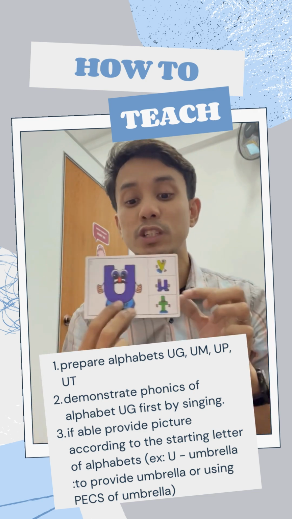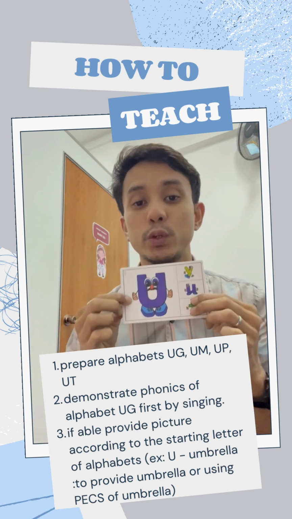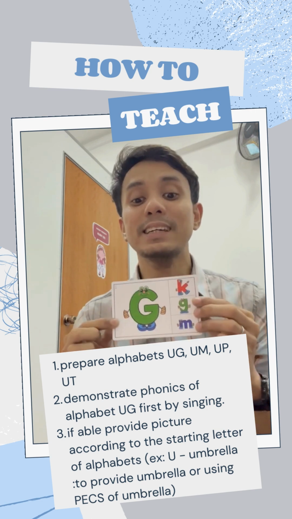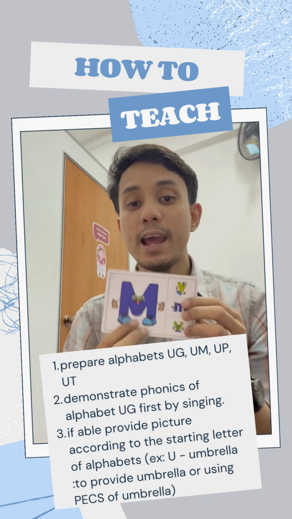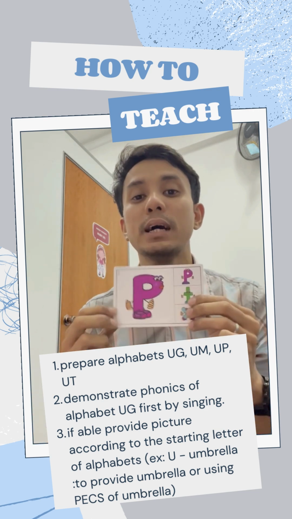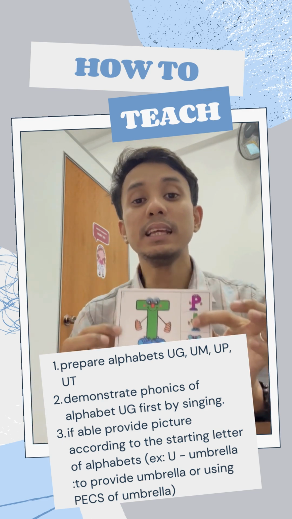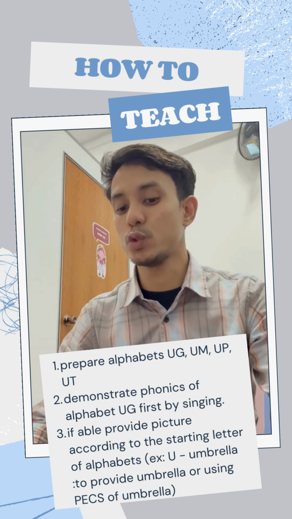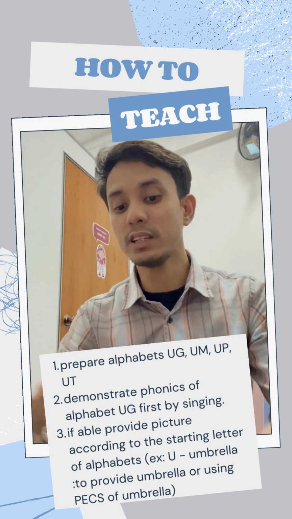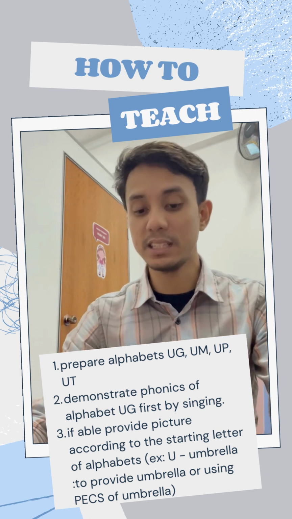So you have to introduce the U sound. U, U. G, G. M, M. P, P. T, T. So those are the sounds, the phonics of these alphabets.